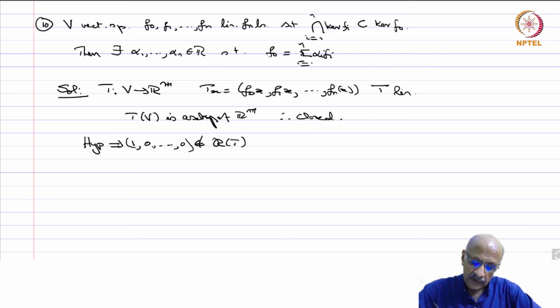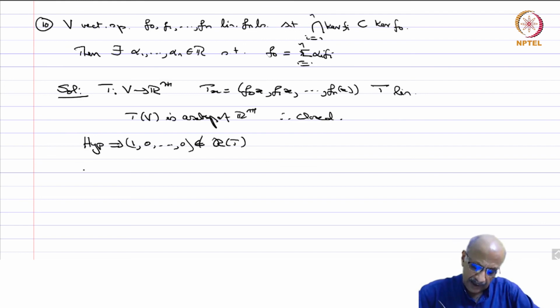What happens if (1, 0, ..., 0) is in the range of T? That means F1 x, F2 x, ..., Fn x are all 0. That means x belongs to the intersection of the kernels. Therefore, it should belong to the kernel of F0, and therefore F0 x must be 0, but F0 x is equal to 1. So that is not possible. So this is not in the range.